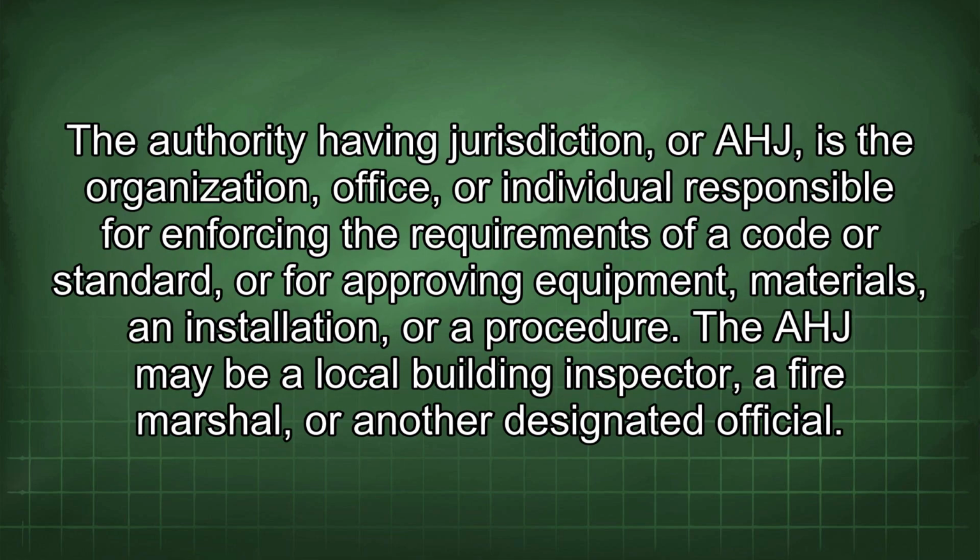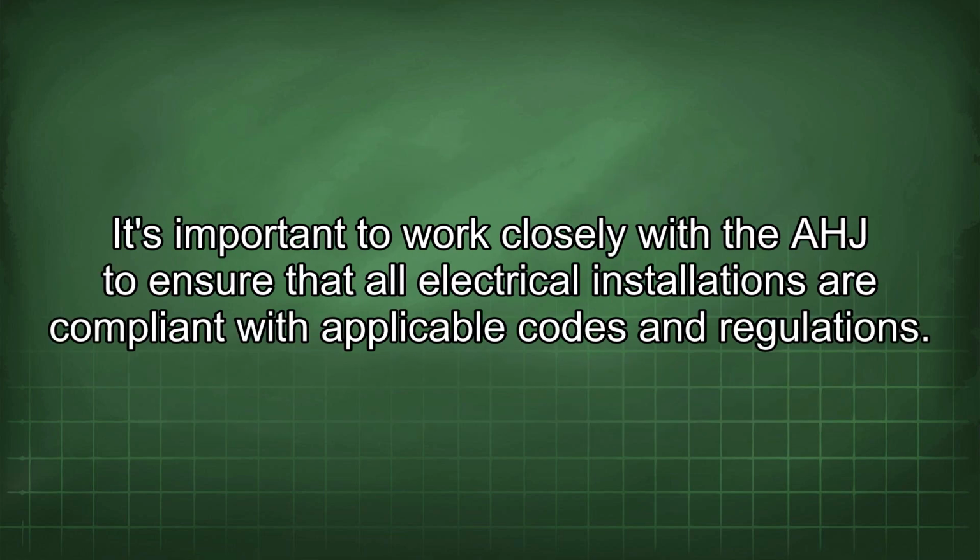The authority having jurisdiction, or AHJ, is the organization, office, or individual responsible for enforcing the requirements of a code or standard, or for approving equipment, materials, an installation, or a procedure. The AHJ may be a local building inspector, a fire marshal, or another designated official. It's important to work closely with the AHJ to ensure that all electrical installations are compliant with applicable codes and regulations.